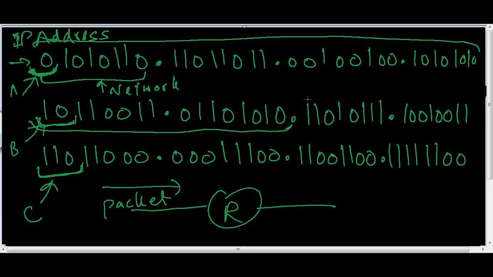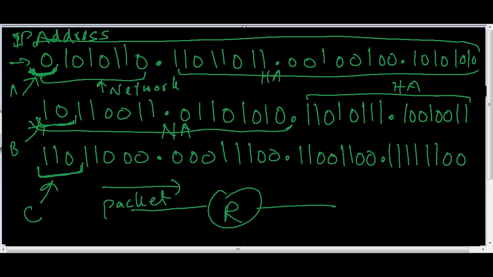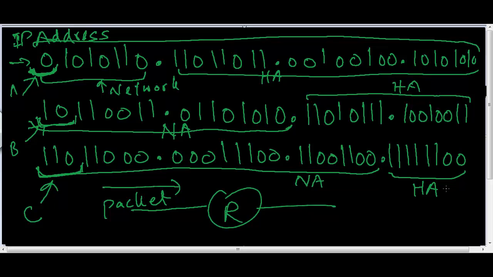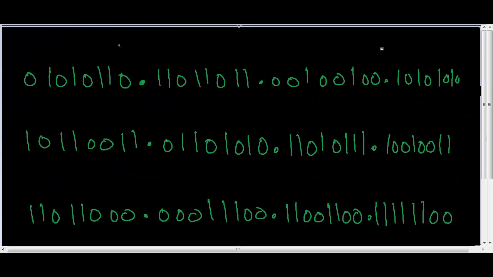So this part is going to be what? This part is going to be the host address, and this part here is going to be the network address. In this case, this part here is going to be the host address. And now we have 110. So this means that the first 24 bits are going to be the network address, and the last 8 bits are going to be the host address. So the router would take a look at the prefix and determine whether this is a class A address or a class B address or a class C address.